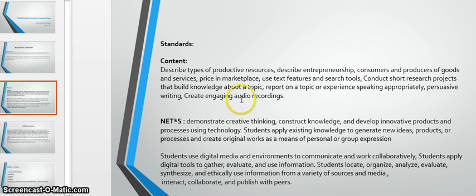The content standards that we used were productive resources and entrepreneurship. They need to conduct their research projects, use text features and search tools. We do that every day. And persuasive writing. Collectively, they were creative, they constructed knowledge, and applied their existing information to generate new ideas and products. They used all types of media and digital tools to gather, evaluate, and use that information collectively.